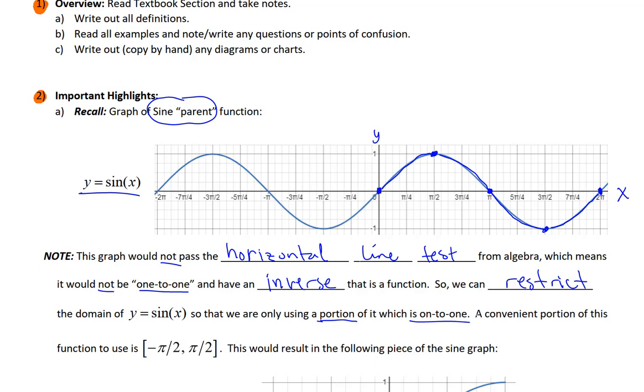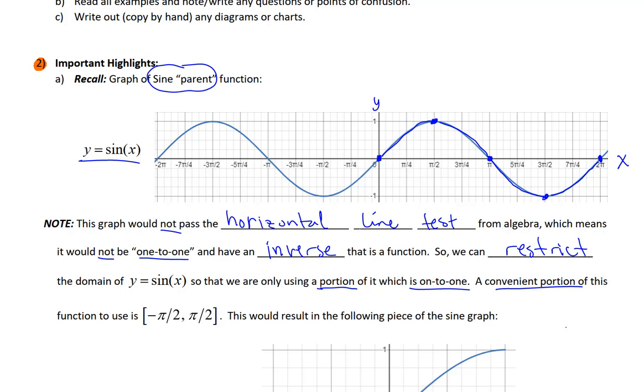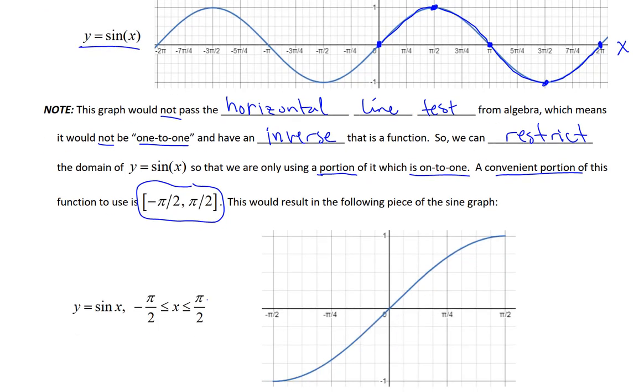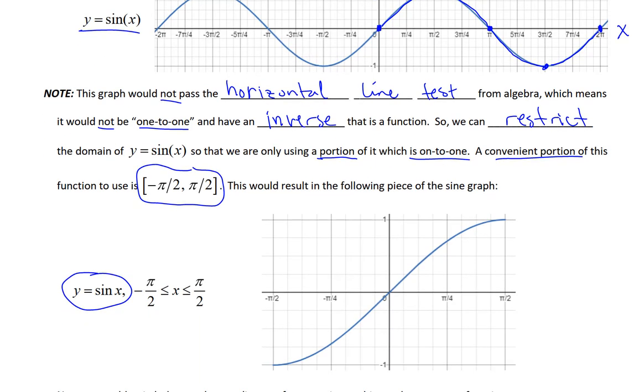And because of that, it actually doesn't change a whole lot or matter if we cut down and focus in on one portion of it. So a convenient portion of this function to use, just kind of decided through the history of math, is the portion from negative pi over 2 to positive pi over 2. Now, we'll see why this is convenient in a second. In other words, what we're saying is take the regular y equals sine of x, but clip it so we're only focused in where x is greater than or equal to negative pi over 2, but less than or equal to positive pi over 2.